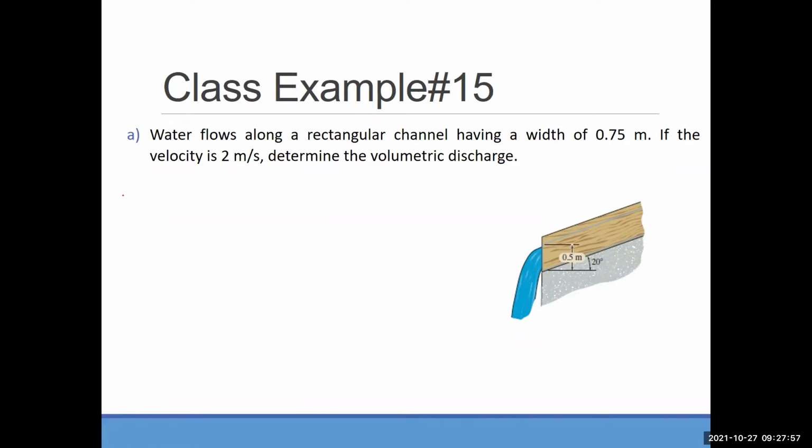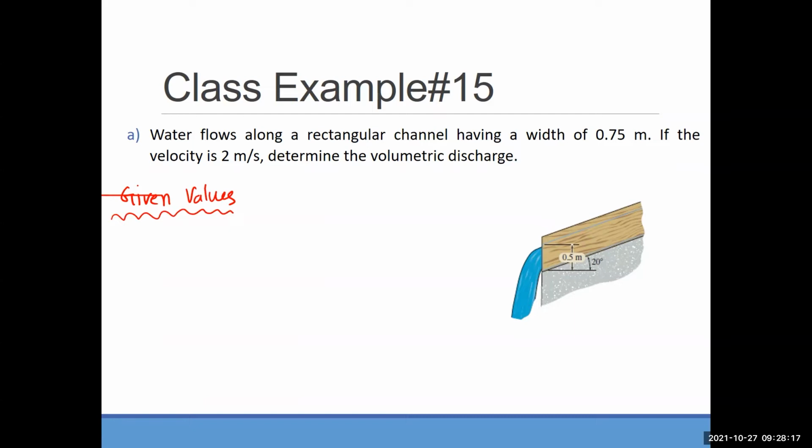And I will write down the given values and what values we need to find. Water flows along a rectangular channel having a width of 0.75 meters. The velocity is 2 meters per second. Determine the volumetric discharge.